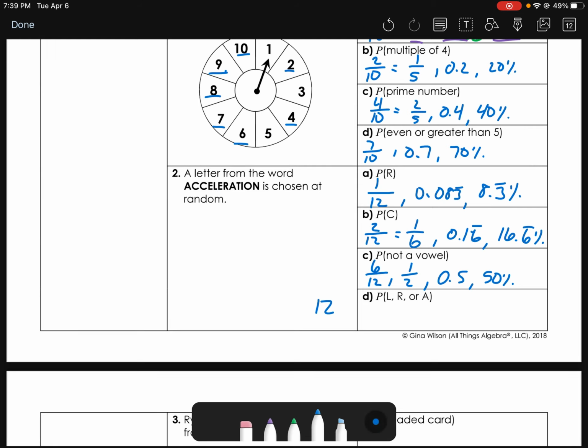And then the last one for D, the probability of choosing L, R, or A. So I see A here, L, R, A. Is that it? Yeah, 4. Okay. 4 out of my possible 12. I can take a 4 from the top and bottom, and I would get 1/3. If I divide 1 and 3, I get 0.3 repeating. And then if I move the decimal place over 2 times, I would get 33.3 repeating percent.